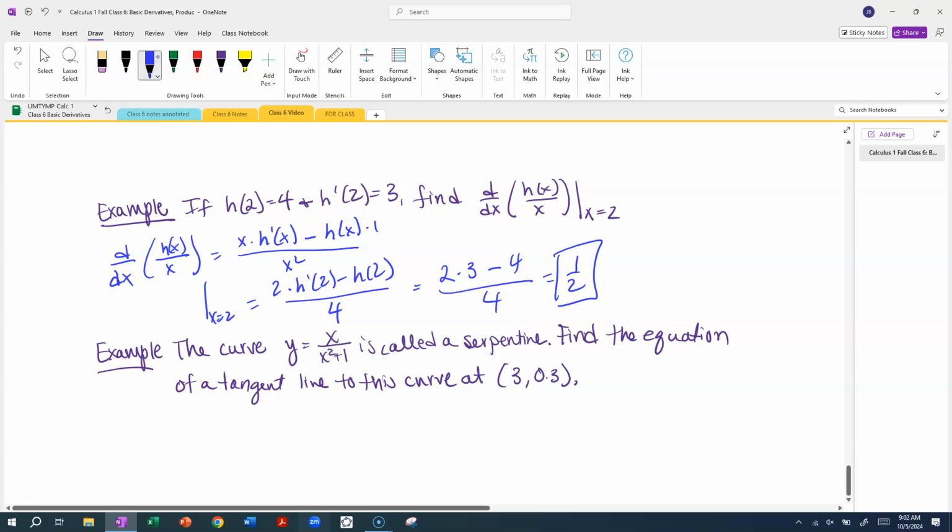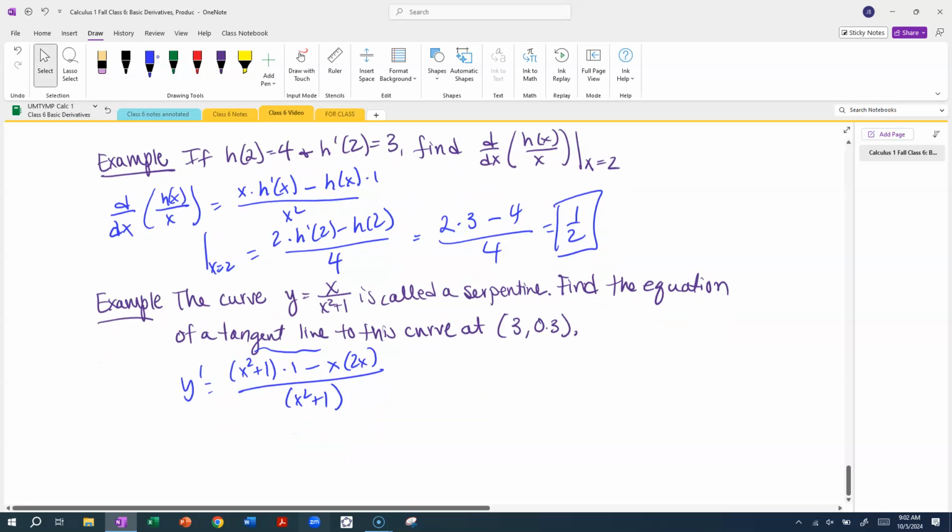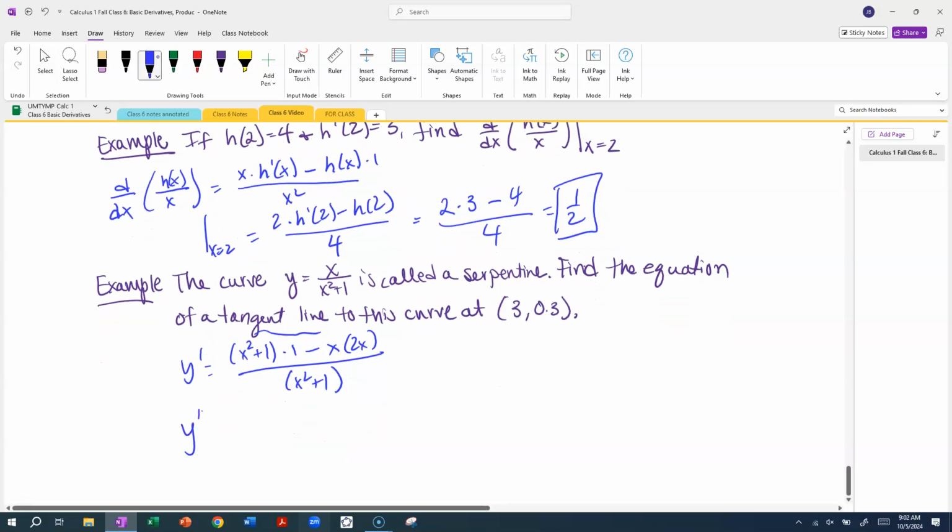The curve, it's a serpentine. Find the equation of a tangent line. So for the tangent line, I need the derivative, to get the slope of the tangent line. So the derivative of the serpentine: low, d high times 1 minus high d low all over low squared, so x squared plus 1. And I want to find the tangent line to the curve at this place. So then I just need to take the derivative and evaluate it when x is equal to 3.